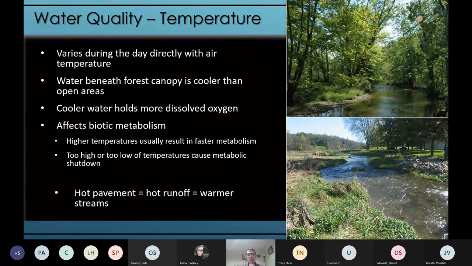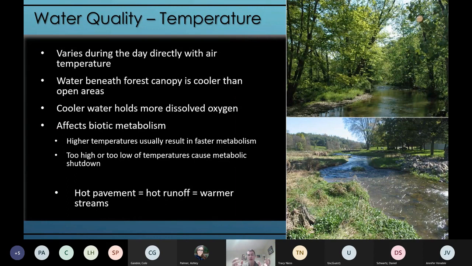Cooler water holds more dissolved oxygen. Warm things heat up and move around more, and that releases gases, so oxygen leaves warmer water faster. It also affects biotic metabolism. If water heats up, fish can get very stressed out, it can make them sick and cause them to die or just get very sick and move on. And that also goes hand in hand with our impervious surfaces. Hot runoff in the summertime from all of our pavement going straight into our streams can increase the temperature of the water.